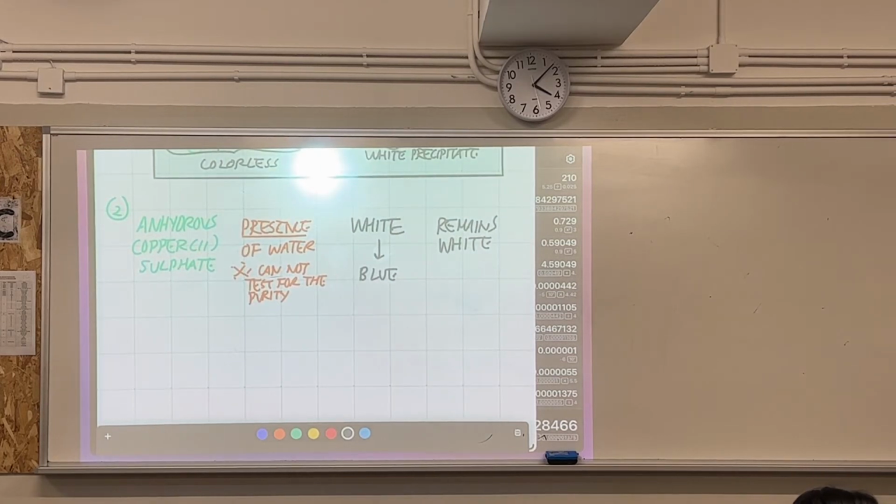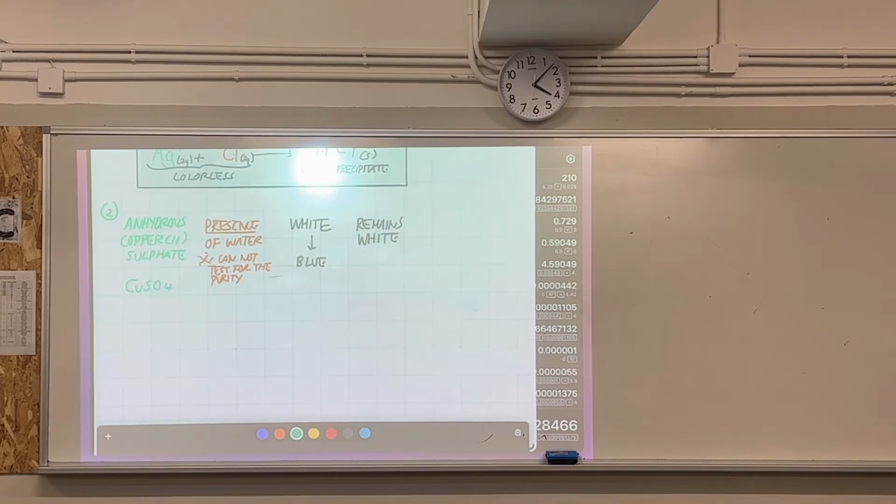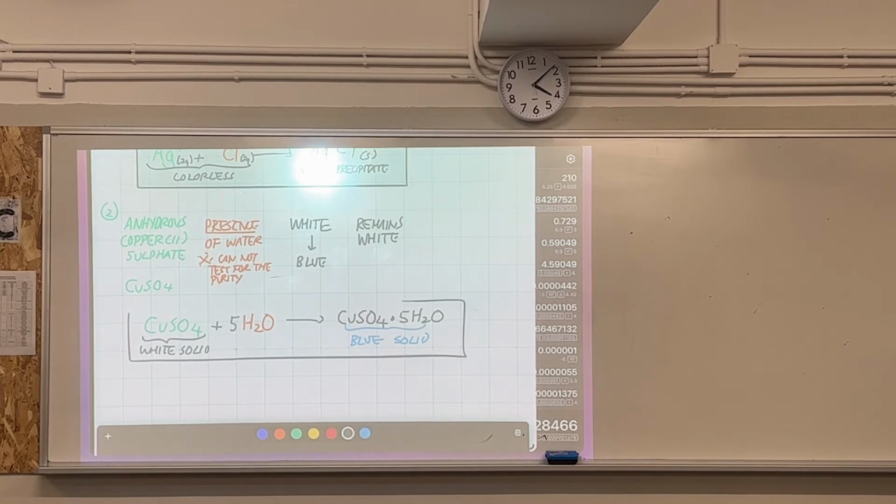Okay? That's copper 2 sulfate. Write down the formula. CuSO4. And as usual, we can write an equation. CuSO4 plus 5H2O will form the hydrated salt CuSO4 dot 5H2O. This is a blue solid. And this is a white solid. This is why we go from the white to a blue solid in this reaction.